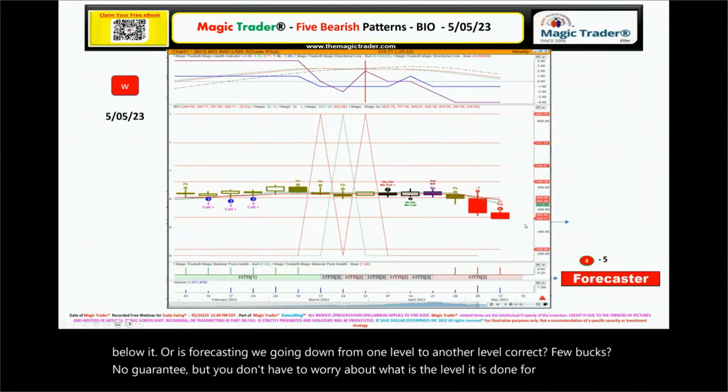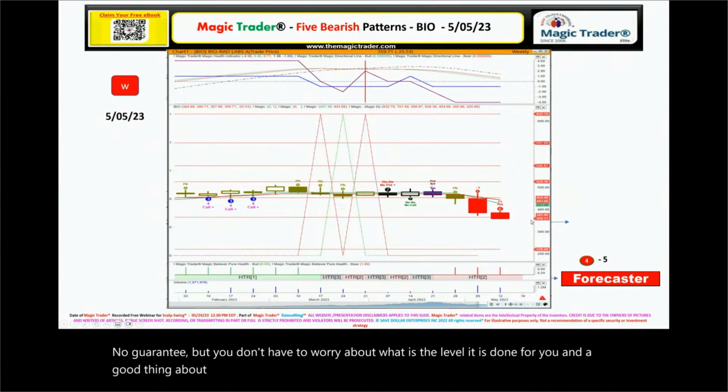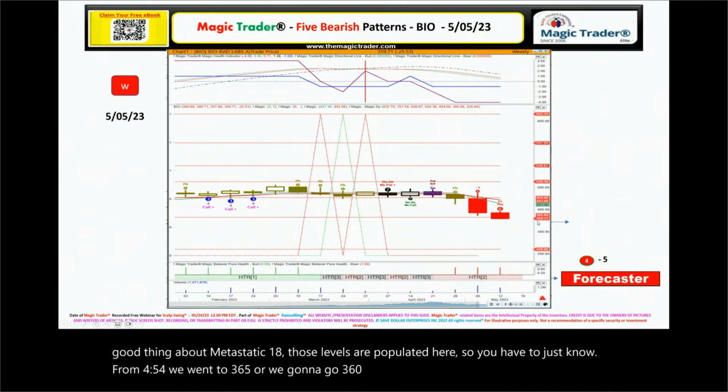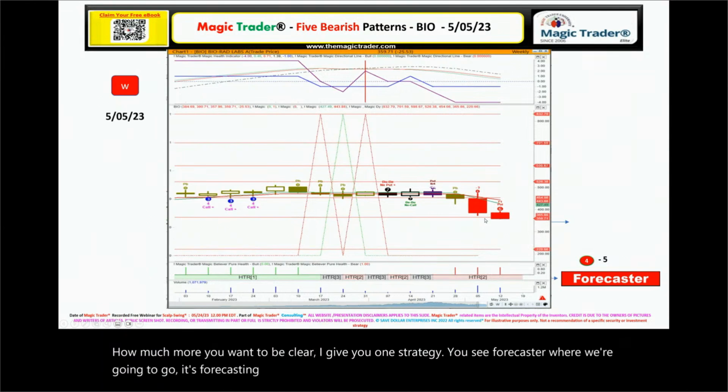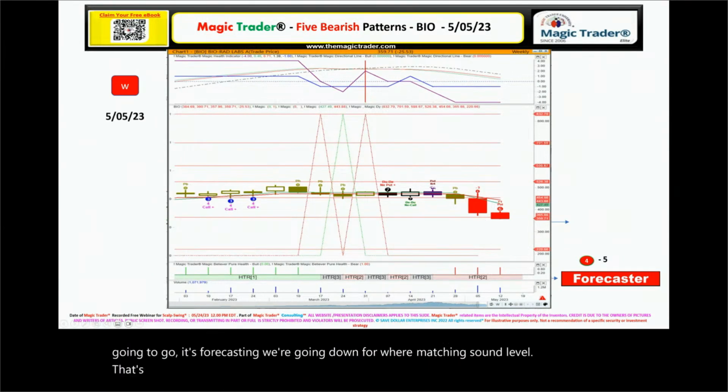And a good thing about MetaStock 18, those levels are populated here. So you just have to know that from 454 we went to 365, or we're going to go to 365. How much clearer do you want it? I give you one strategy. You see a forecaster, where are we going to go? It's forecasting we're going down, to where? Magic zone level. That's how we trade. You don't need to be a scientist.